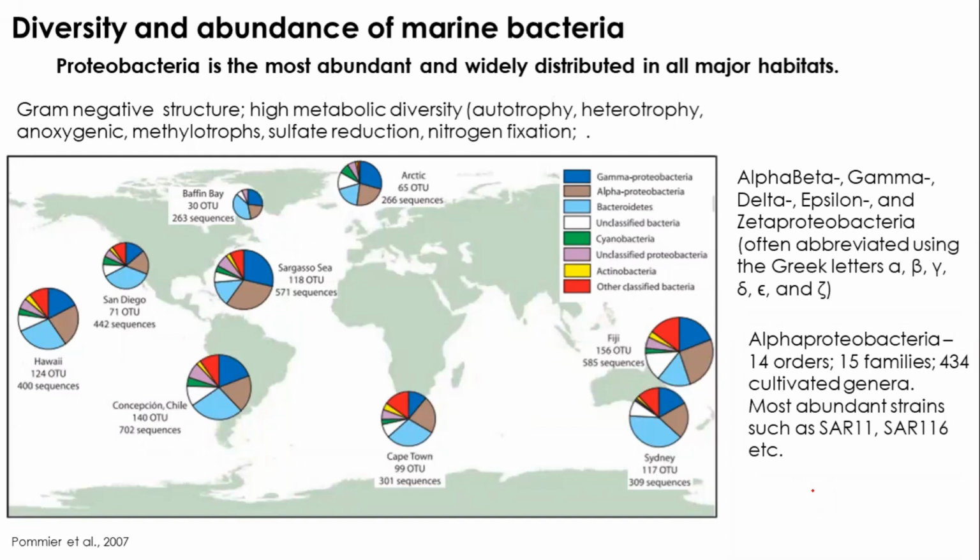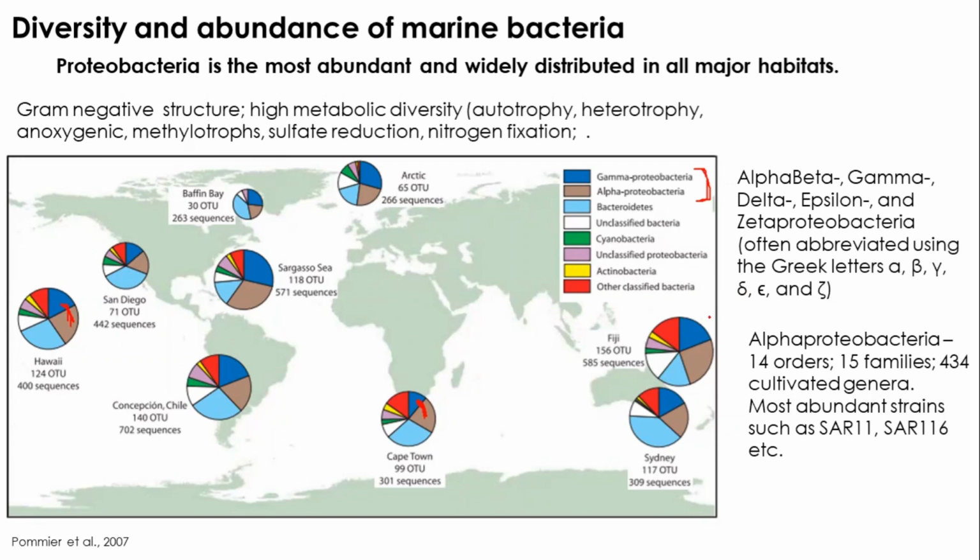Now, if you look into the global picture of the marine bacteria, what you will find is the same result, that gamma and alpha proteobacteria are in all the seas, be it the Southern Ocean, Indian Ocean, Atlantic Ocean, or wherever you look, right? You see this brown and this blue, these two, right? Of course, there are local variations. For example, here you have more bacteroids, here you have more bacteroids, right? But overall, what you see is that gamma and alpha proteobacteria are abundant across the sea.